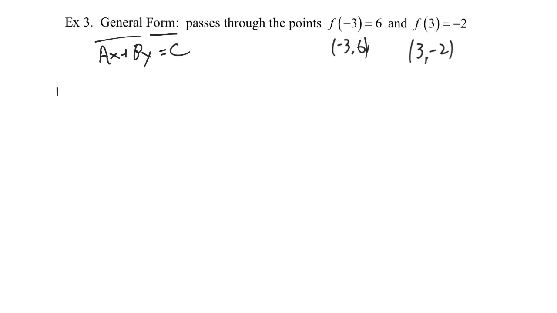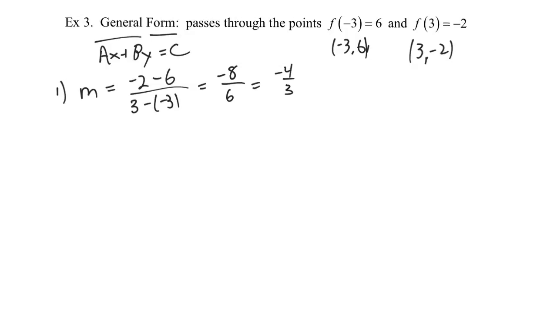Okay, so the first step is we have to find the slope of this line, and since we're given 2 points, we're going to use the exact same formula we just used on example 2. So I'm going to find the difference in my y-coordinates, -2 subtract 6, and divide by the difference in my x-coordinates, which is 3 subtract -3. The numerator is going to reduce to -8. The denominator is going to be +6. And when we reduce that, we're going to get -4 divided by 3.